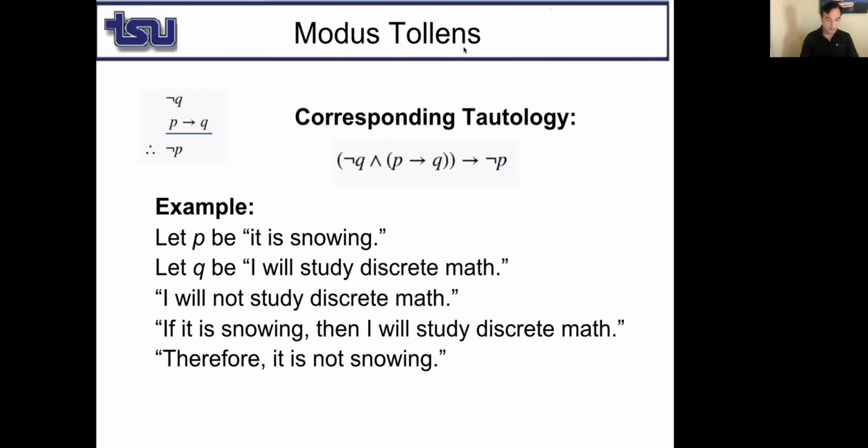So here's an example. P is, it is snowing, Q is, I will study discrete math. If this is premise 1, I will not study discrete math, that means here, not Q. And if this is premise 2, if it is snowing, then I will study discrete math. If this is given to us, by modus tollens, not P must be true. That means we can say that it is not snowing.